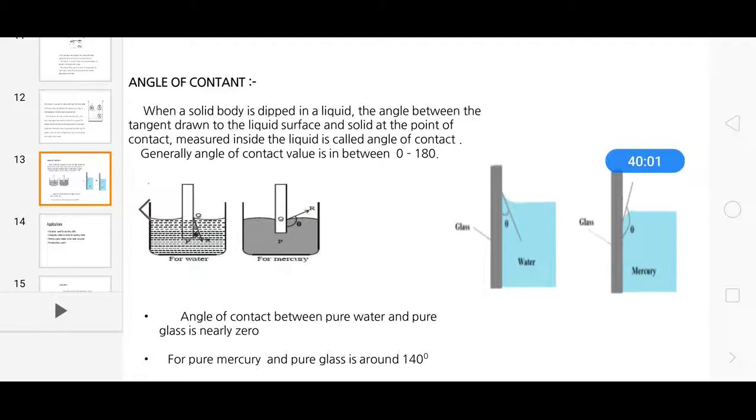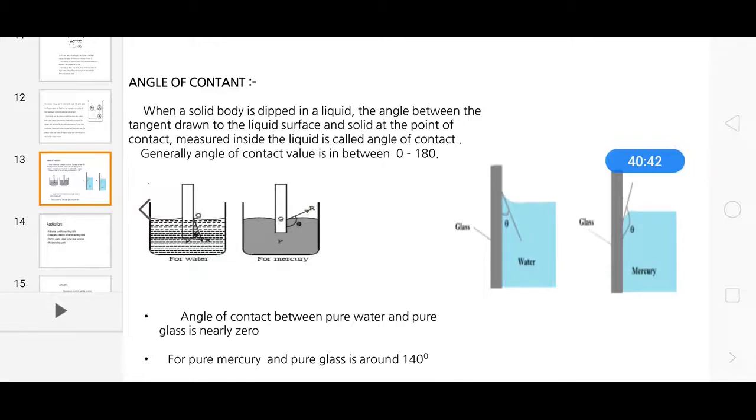And to wet the clothes easily, we have to decrease the angle of contact. So that's why we use some detergents. The detergents are called wetting agents. Soap, water, detergents are called wetting agents. If we add soaps or detergents to ordinary water, the angle of contact decreases very much, so they can easily wet the clothes.